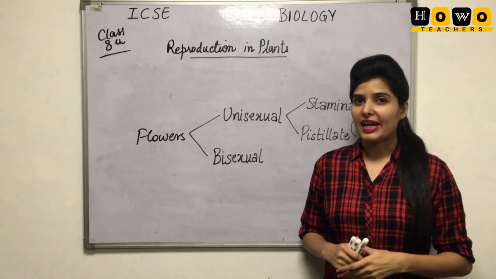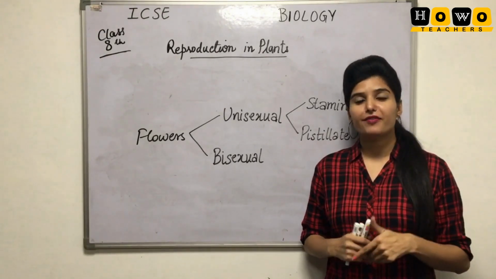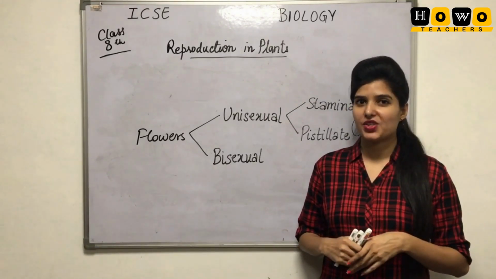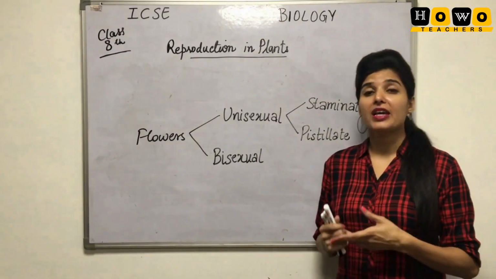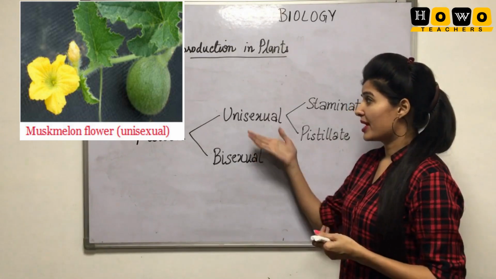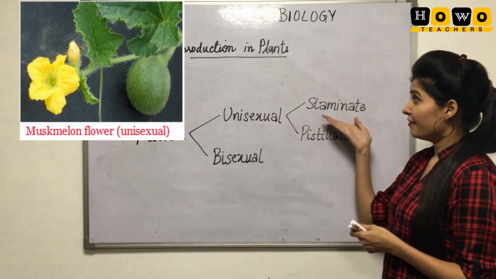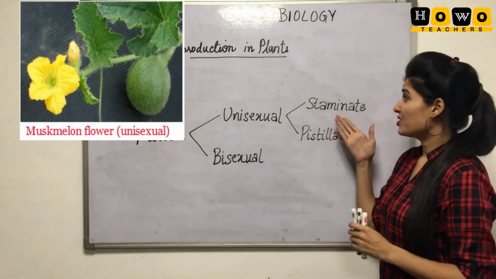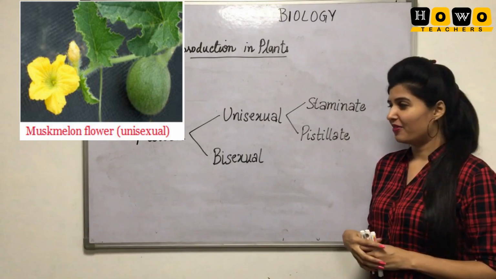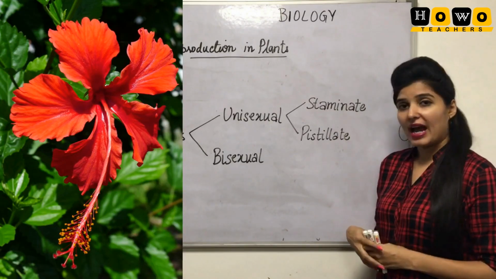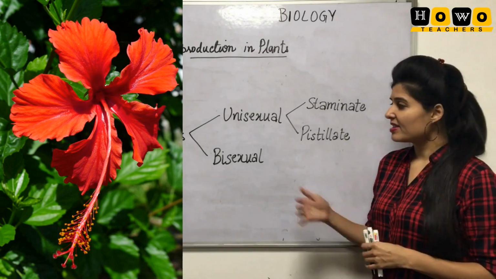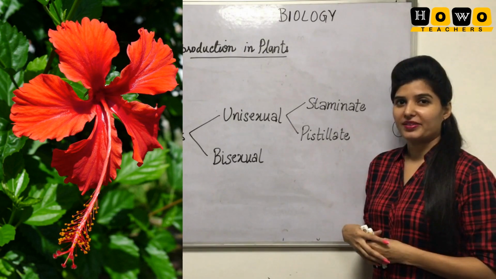Based on the type of essential whorls present, the flower can be divided into two types: unisexual flower or bisexual flower. The flower which has either the male or the female part only is known as a unisexual flower. The flower which has only stamen is known as a staminate, and which has only pistil is known as a pistillate flower. Whereas the flower that has both the male and female reproductive organs is known as a bisexual flower.